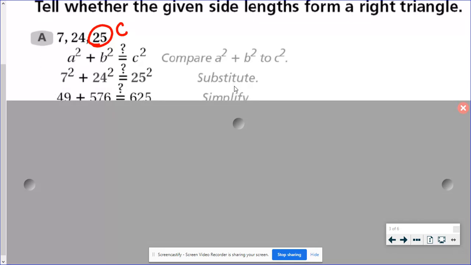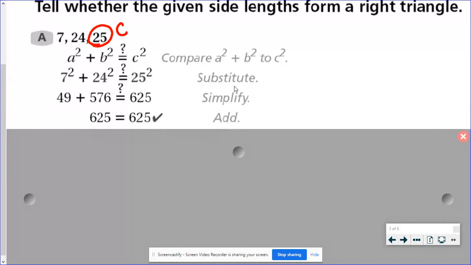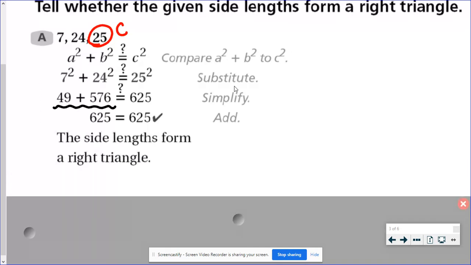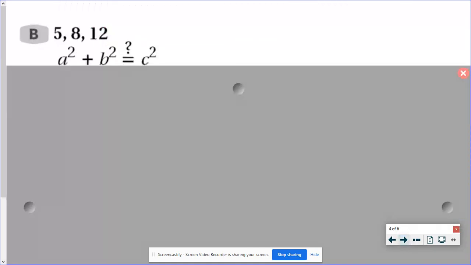So 7 squared is 49, 24 squared is 576, and 25 squared is 625. When I add these two together, I do get 625. And since they're both the same answer, that means that it does make a right triangle because the Pythagorean theorem worked.